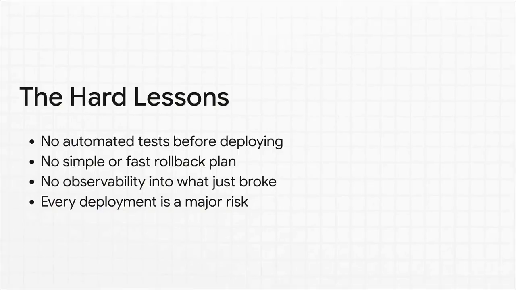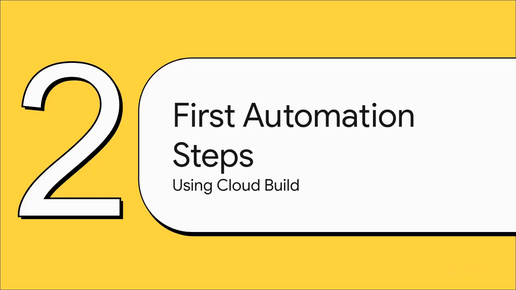Well, you can probably guess that this manual approach taught some pretty hard lessons, and fast. Without automated tests, bugs just waltzed right into production. And when things broke, and they always did, there was no easy way to roll back. We had zero observability, so finding the problem felt like a frantic search in a dark room. It all boiled down to one thing. Every single deployment was a huge, high-stakes gamble.